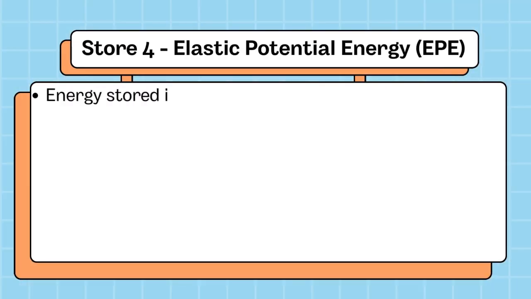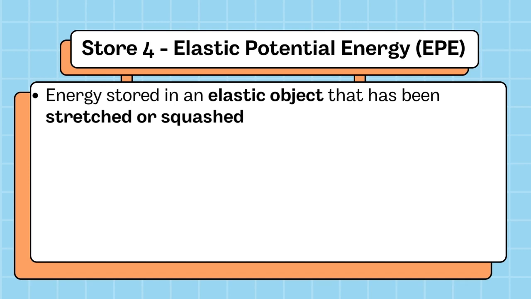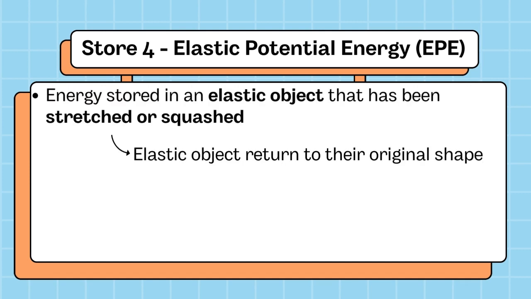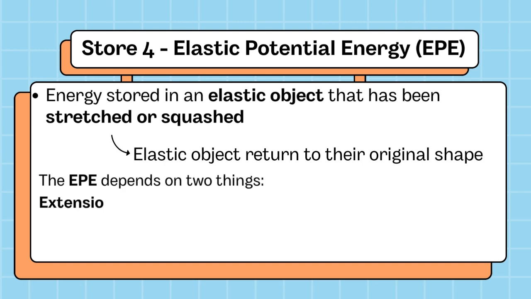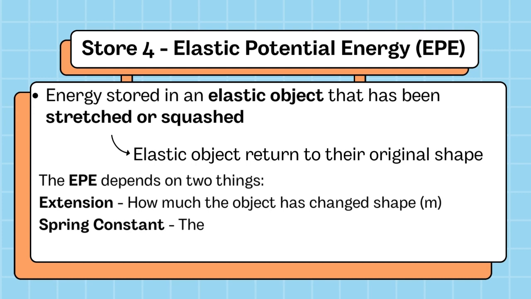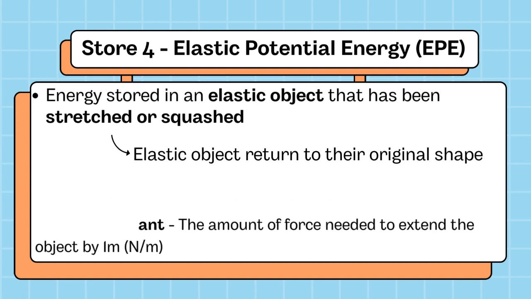Elastic potential energy is stored in an elastic object that has been stretched or squashed. Note that an elastic object returns to its original shape. This EPE depends on two things: the extension, which is how much the object has changed shape in meters, and the spring constant, which is the amount of force needed to extend the object by 1 meter.